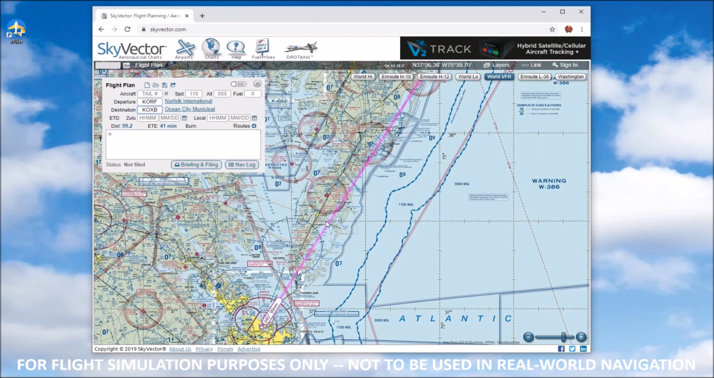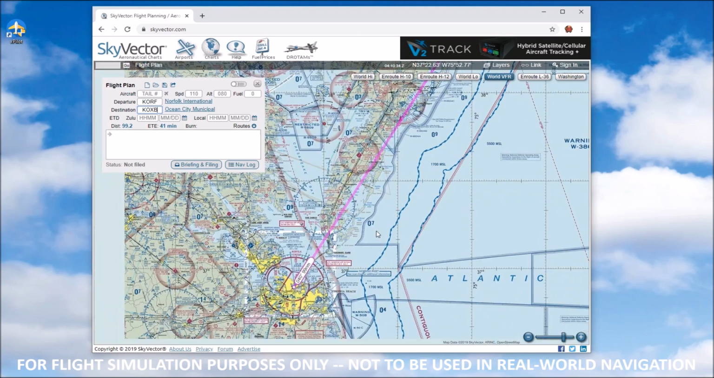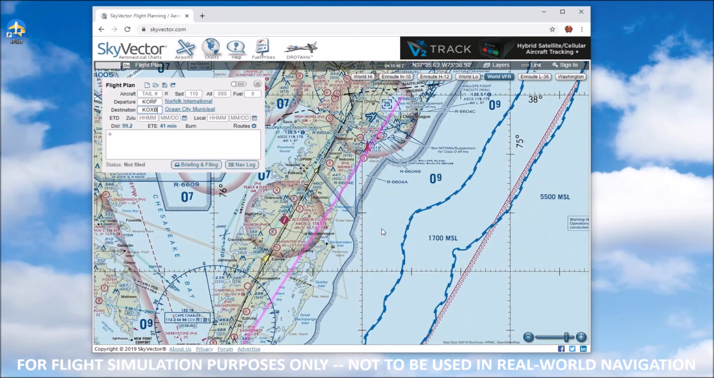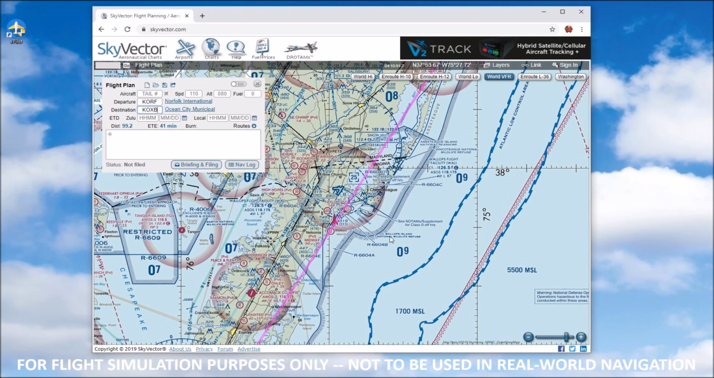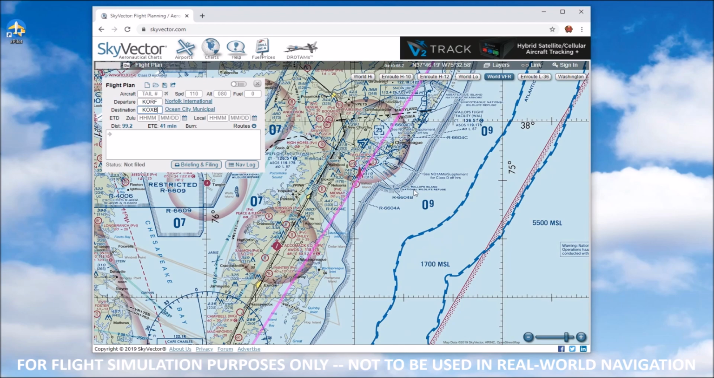So there you see SkyVector's plotted a nice direct path from one to the other. Basically right up the coast on a 040 heading out of Norfolk. And that'd be great. That'd be nice and easy too, with that nice coastline to follow right up the Atlantic coast. But here's the problem.